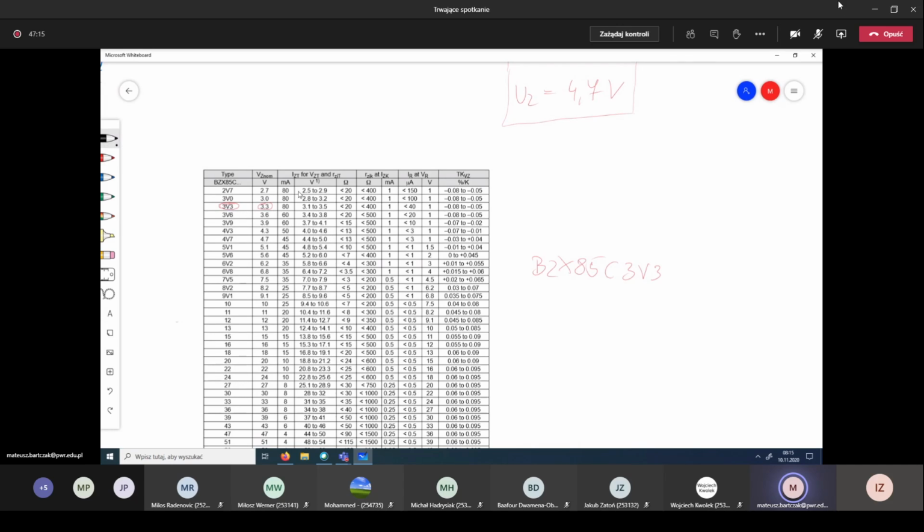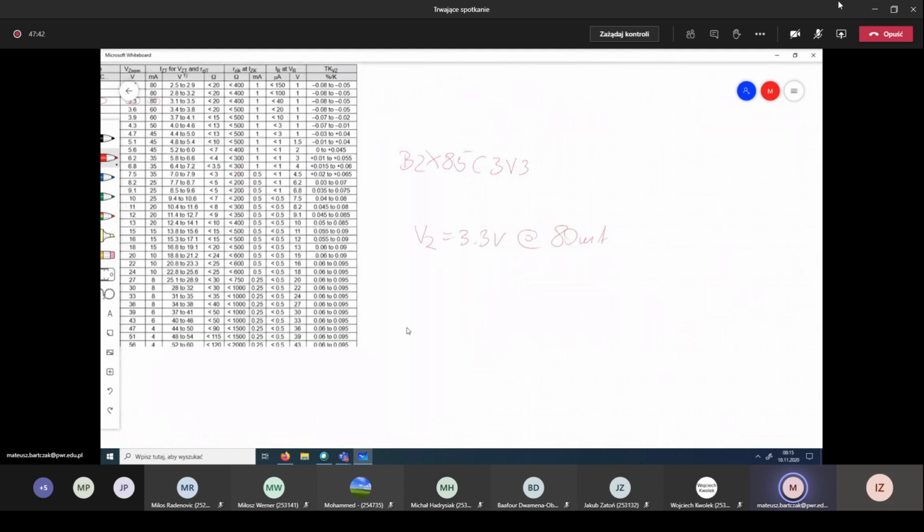And how can we use this table? Here we can see that VZ is equal to 3.3 volts when we have 80 milliamps. So when we have 80 milliamps of current, then the voltage drop will be equal to 3.3 volts.